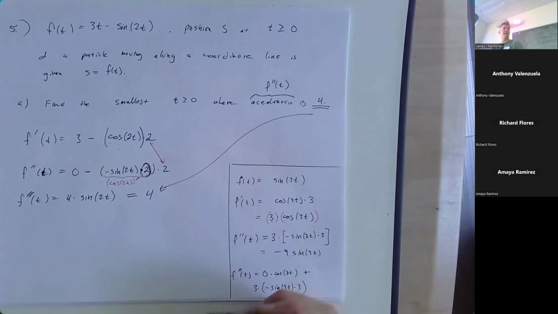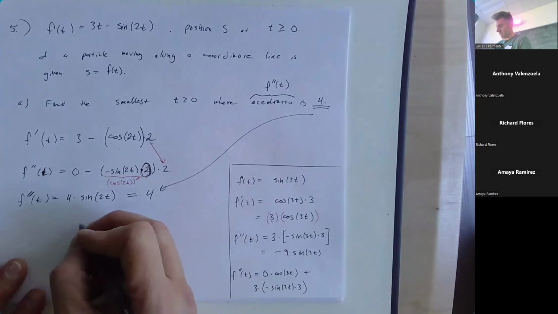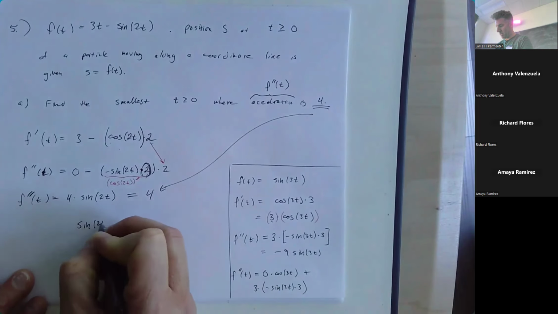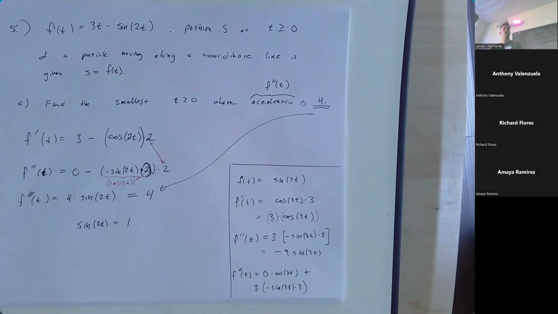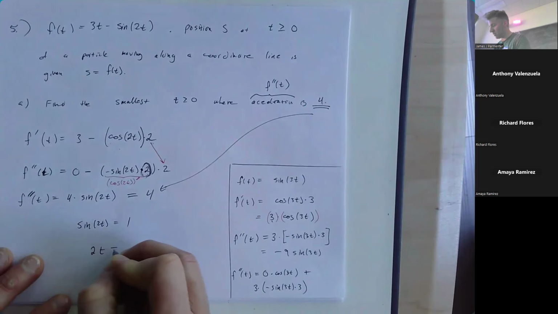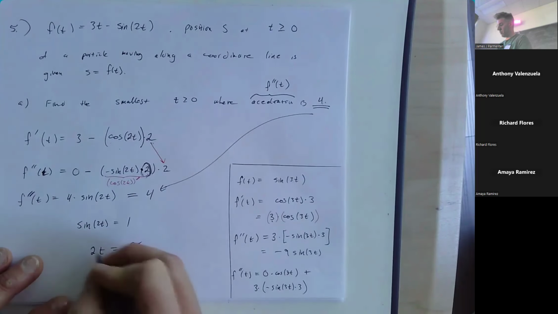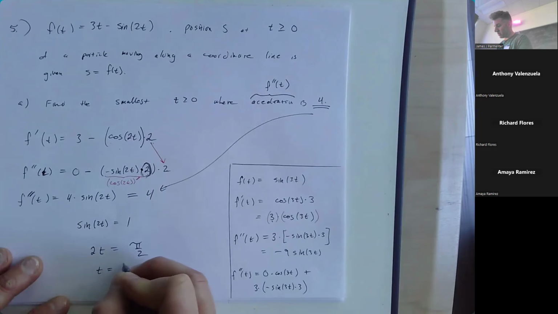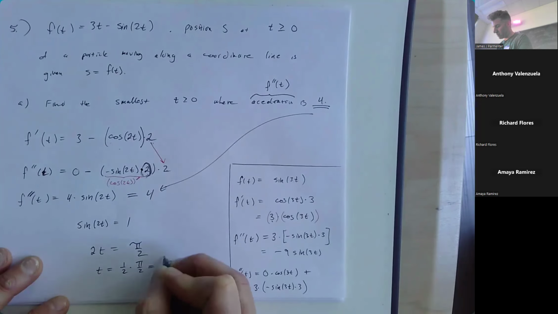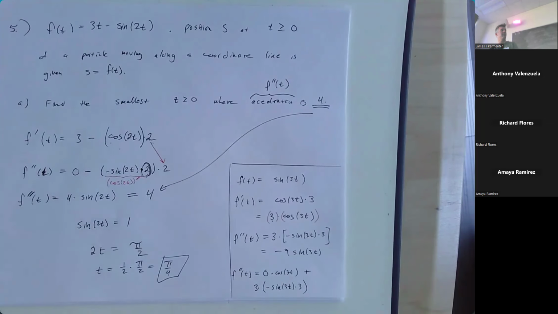So now solving this equal to 4 is the same as saying I want sine of 2t to equal 1. What's the smallest angle on the unit circle where sine is equal to positive 1? Pi over 2. So I'm going to set 2t equal to pi over 2, and then multiply both sides by 1/2. So t equals 1/2 times pi over 2, which is pi over 4. And that's our answer.